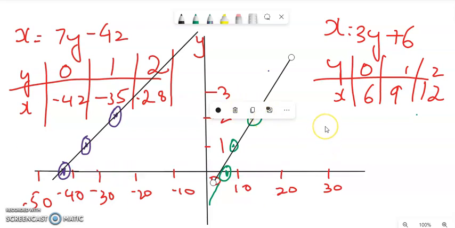Okay. So this is our exercise 3.1 from your NCERT, first problem. Similarly, try doing the second. Then with the next video, we will come up with the next exercise.